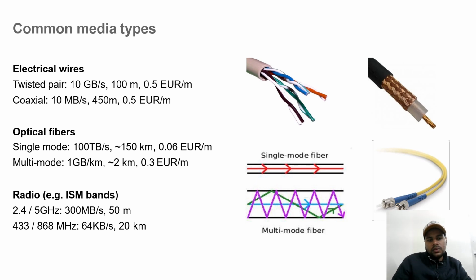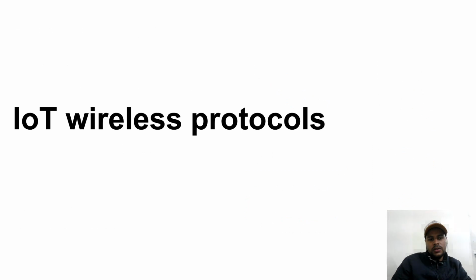Now radio bands are also used. For example, ISM bands are also used to transmit the data. Examples are the 2.4 and 5 gigahertz bands, having data of 300 MB per second. Another is 433 and 868 megahertz, having 64 kb per second as a data rate. We will study various IoT wireless protocols like Bluetooth, Zigbee, etc.